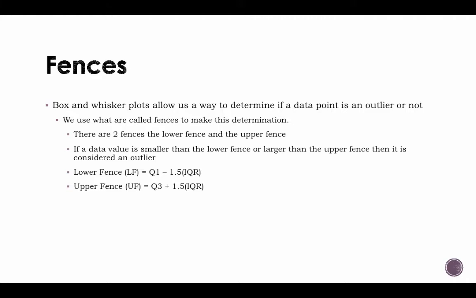To calculate the lower and upper fence, the lower fence is Q1 minus 1.5 times your IQR, and your upper fence is your Q3 plus 1.5 times your IQR. And again, any values that lie outside of those fences will be given a little dot outside of the whisker to show that they are outliers.